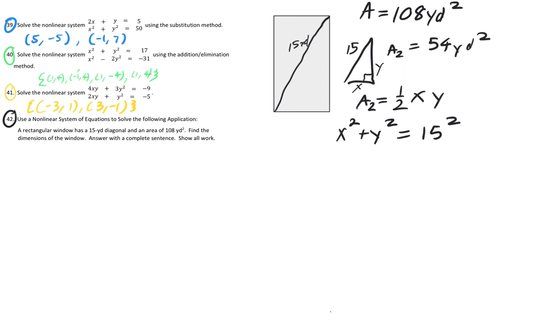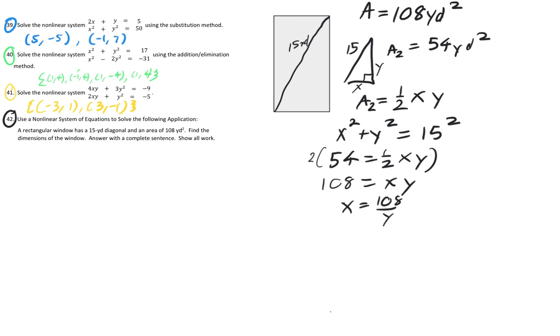I think I would prefer to solve this using substitution personally, since we're doing multiplication. So I have to write this as 54 is equal to 1/2 xy. I'm going to solve this one for x. Multiply both sides by 2, so we're going to have 108 is equal to x times y. Could have also just done the area of the whole rectangle. So let's solve for x. x is going to be equal to 108 over y.